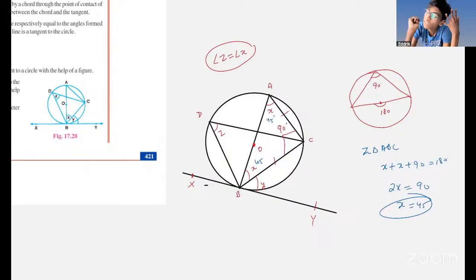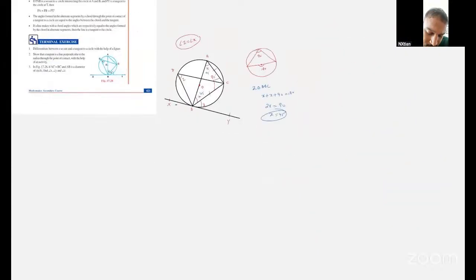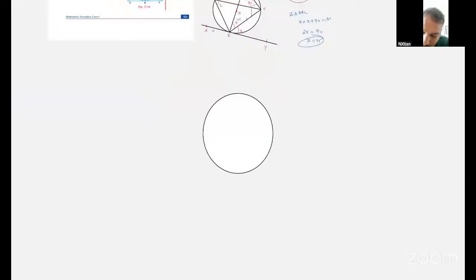Sir, why is it 45 then? Sir, how is angle Z equal to angle X? Okay, so we'll do it like this.